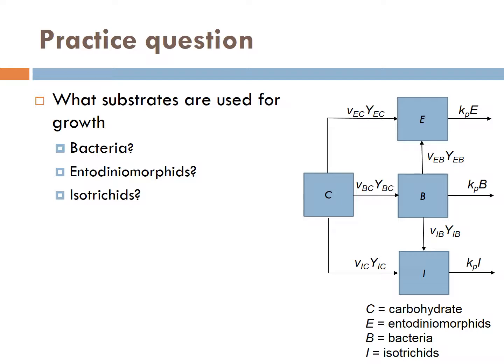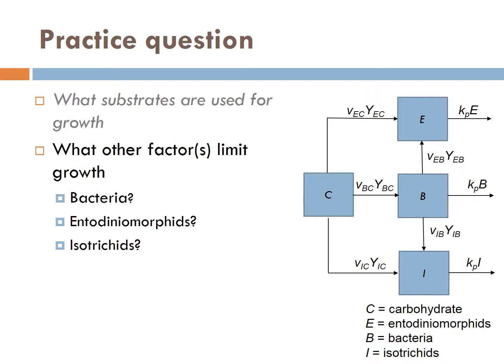For Entodiniomorphids, it's both C, carbohydrate, and B, bacteria, because arrows from both of these pools lead to E, the Entodiniomorphids. For isotrichids, both C, carbohydrate, and B, bacteria are substrates, for the same reason as for the Entodiniomorphids. Working off this same diagram, can you answer what other factors limit growth? Again, try to answer it for the bacteria, the Entodiniomorphids, and the isotrichids.